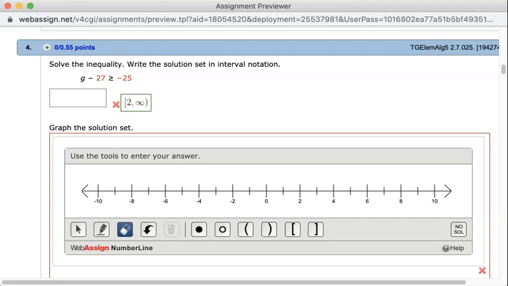pretend that you can't see the correct answer here. This is actually the correct answer. This is the teacher's view. But I'm going to go ahead, and we've got the inequality G minus 27 is greater than or equal to negative 25. And the steps you would take would be to add 27 to both sides. And then I would get G is greater than or equal to 2.